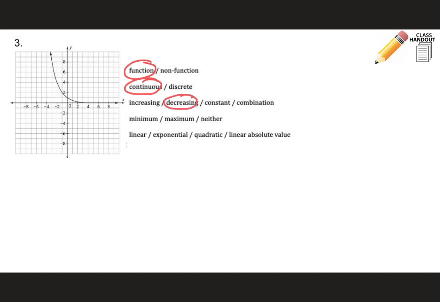This graph, like I said many times before in this lesson, it might look like there's a minimum value, but it's never actually going to hit a single number. So this is going to actually have neither. And then the function family for this one is exponential. Exponential is when we have a curve that flattens out on one side.